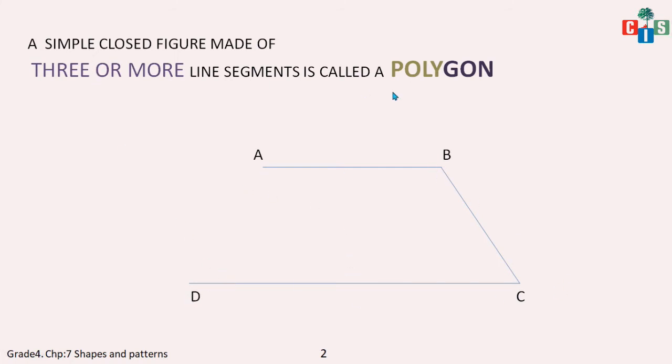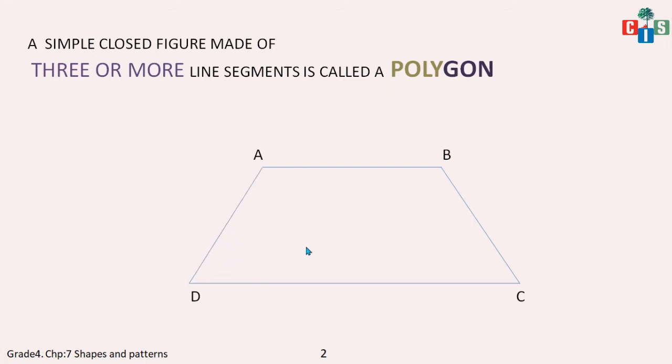But is this a polygon or not? Is it a polygon? No, it is not a polygon. Because to be a polygon, 2 conditions must be satisfied. One, it should be a simple closed curve figure. Is this a closed figure or not? No, this is opening here and this is ending here. It is not closed. So it is not a polygon.